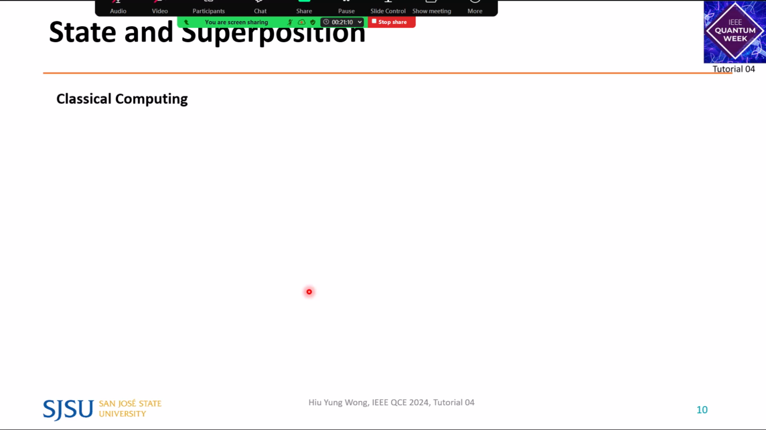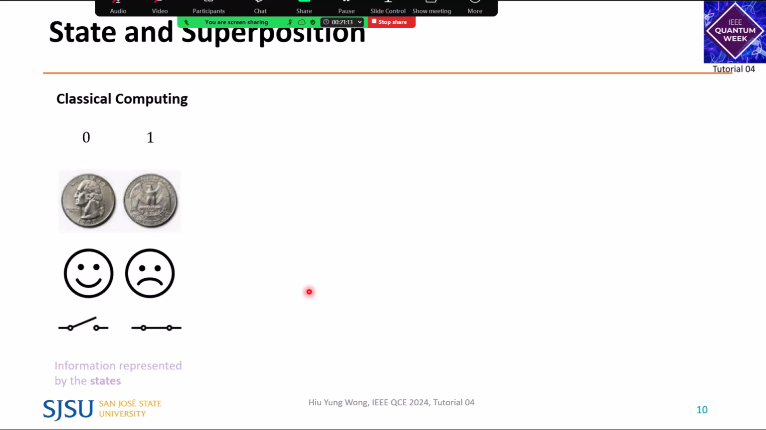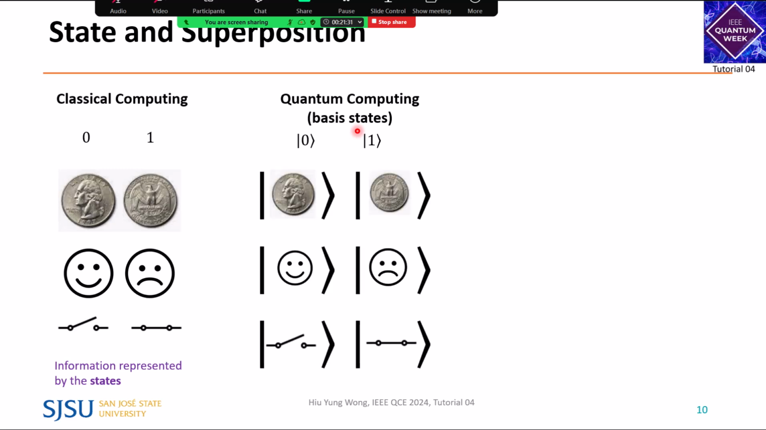Quickly, what is superposition, right? In a classical computer, we use 0 and 1 to represent the state, right? You can use head or tail, happy or sad, and here we use transistor on and off. In a quantum computer, you have so-called basis states. If you force it to only use the basis states for computation, it is just the same as a classical computer, right? Here I put the so-called Dirac notation, but we don't need to worry about this. But basically, again, you have 0 and 1, or even transistor on and off. If you only allow it to compute on the basis states, they are exactly the same.